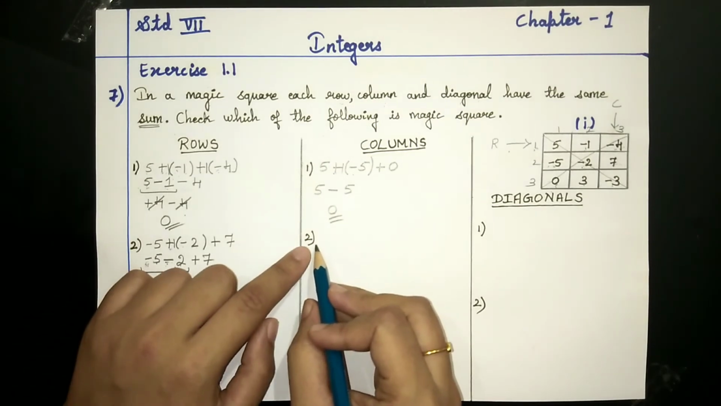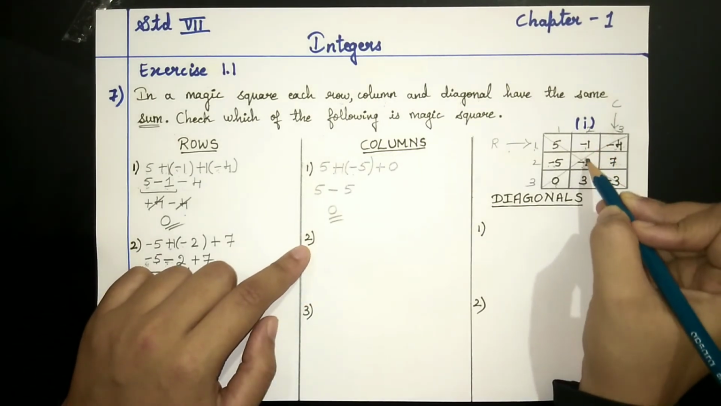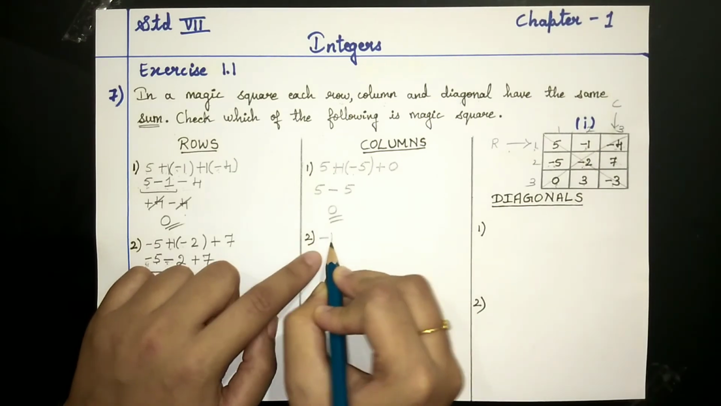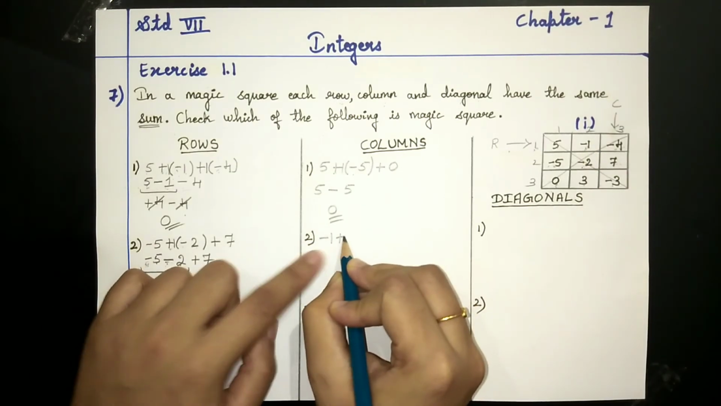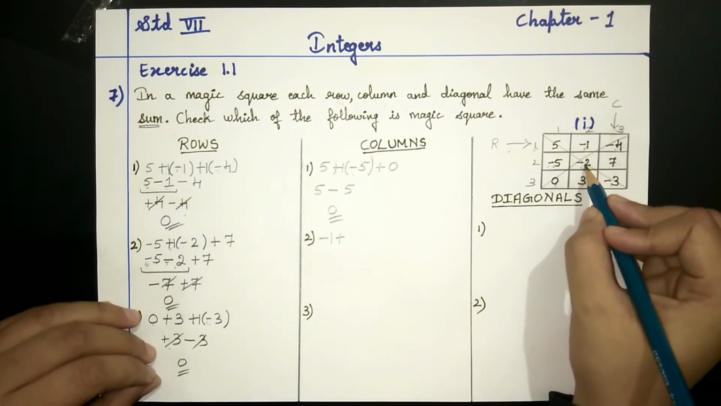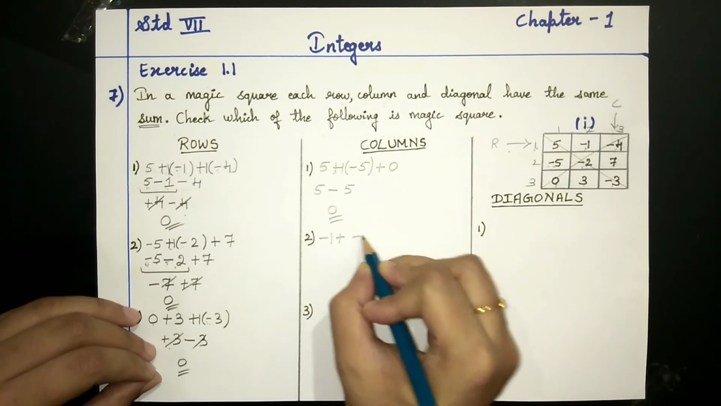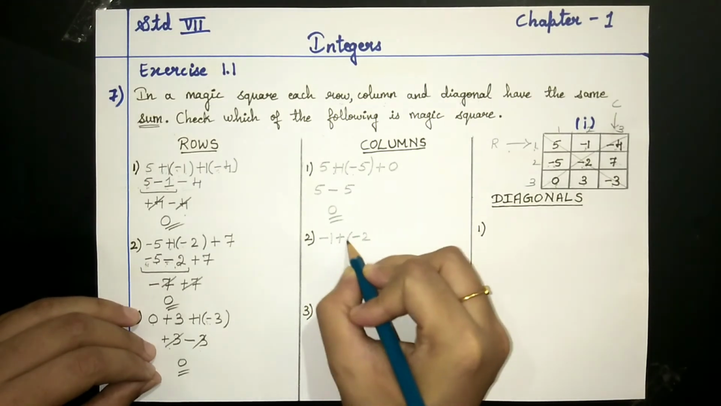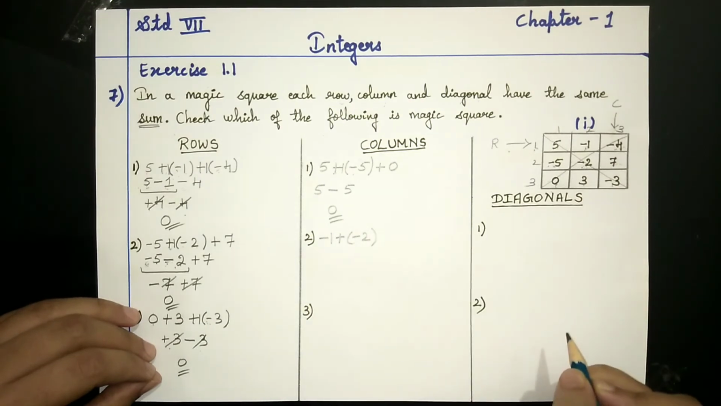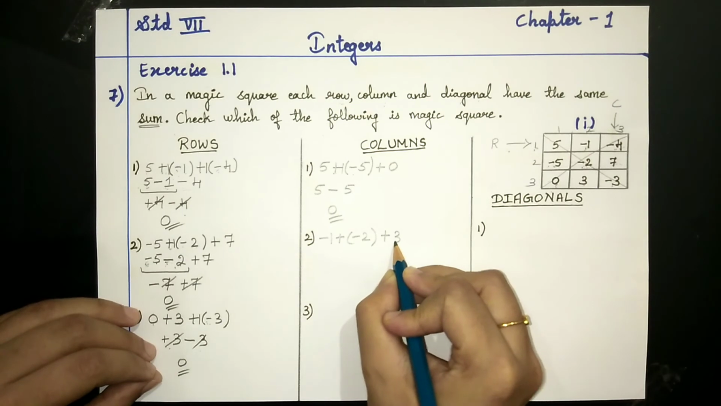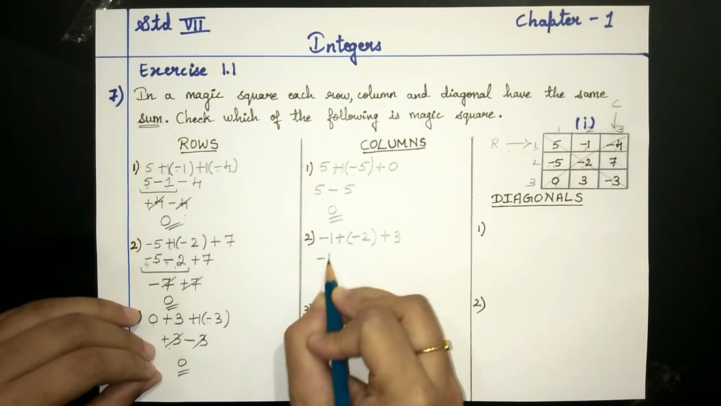Next, column number 2. Here is your column number 2, this one. The first number given is minus 1, so minus 1. Then put addition symbol because we are doing sum. What's the second number they have given? They have given minus 2. You got the same, two signs continuously, so let me put this minus 2 in the bracket. Then put plus symbol and then 3. Now minus 1 I will write down as it is.